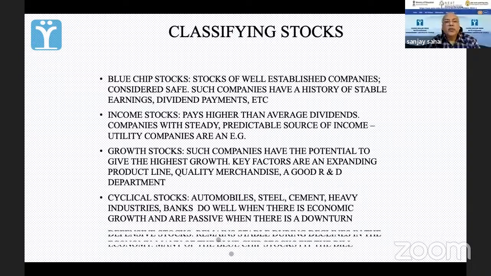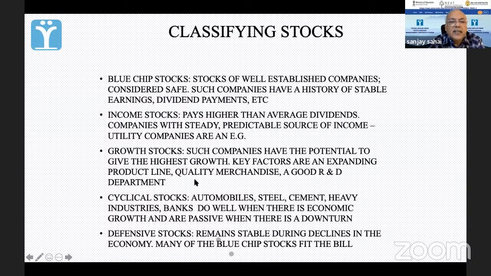Then next we come to defensive stocks, which remain stable during declines in the economy. So remember one thing, some of these will be in many categories. You may find that there are growth stocks also in the blue chip category, defensive stocks also in the blue chip category. There could be defensive stocks in the income category. FMCGs, I think, are good examples of this. They would tend to remain stable even when the economy is declining.